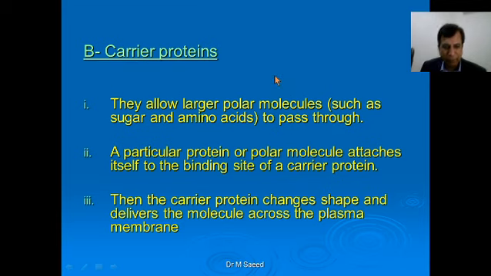Carrier proteins allow larger polar molecules such as sugars and amino acids to pass through. A particular protein or polar molecule attaches itself to the binding site of a carrier protein. Then the carrier protein changes shape, and definitely for changing the shape, energy is required. Then the carrier protein delivers the molecule across the plasma membrane. This is how the carrier proteins function.